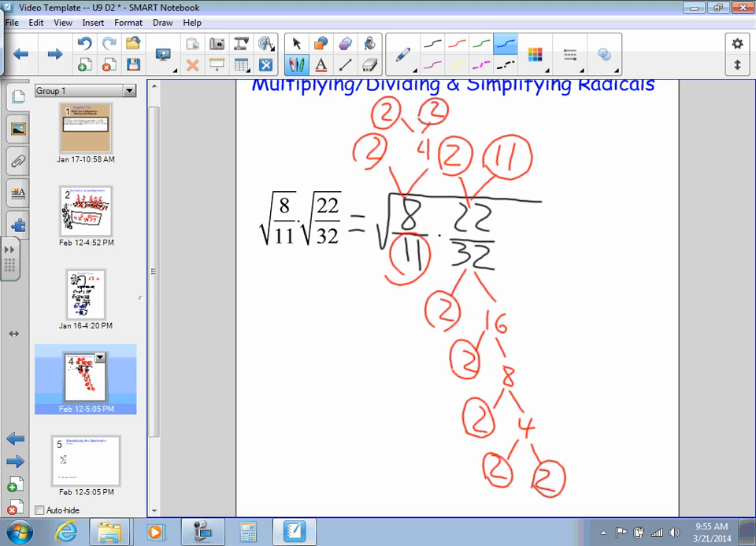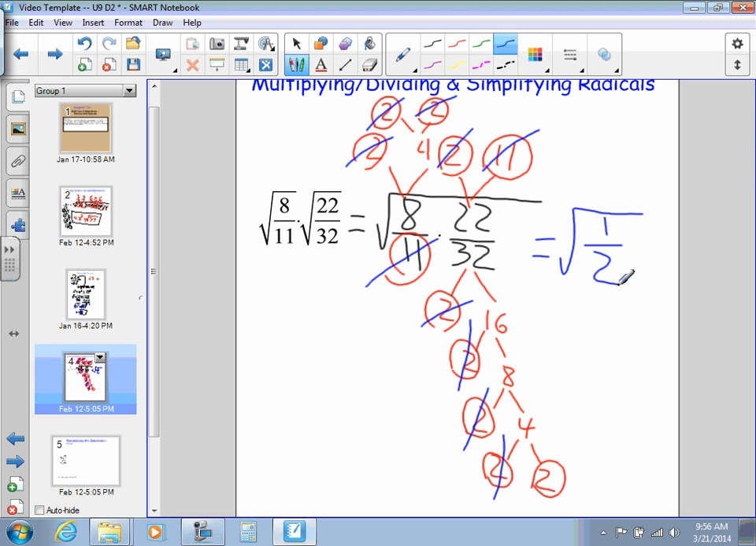And I can take care of canceling. Well, I've got an 11 and an 11, a 2 and a 2, a 2 and a 2, a 2 and a 2, a 2 and a 2. Okay, so everything's canceled on the top, and everything but the 2 has canceled on the bottom. So I am left with the square root of 1 over 2.